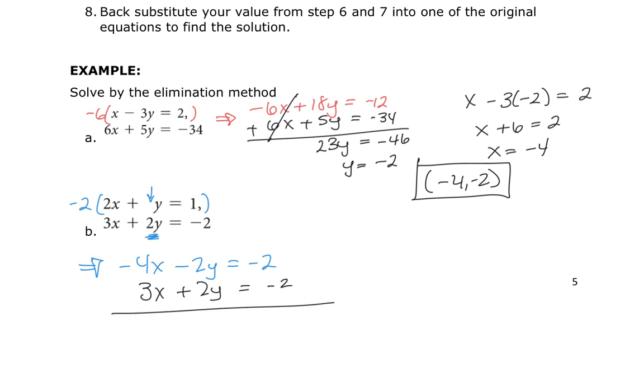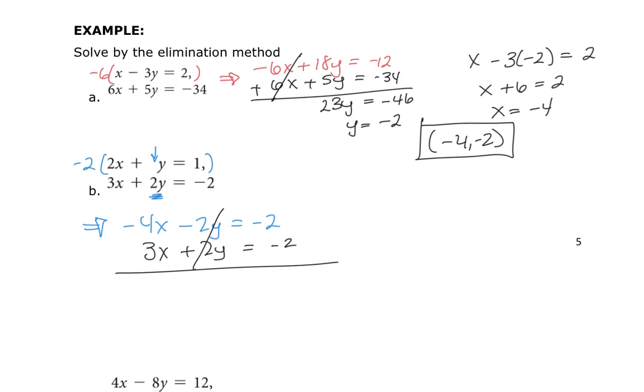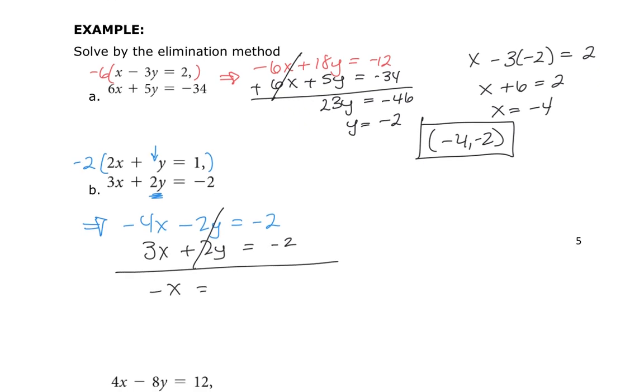I'm going to add these two together. This goes to 0, and I get negative x is equal to negative 4, so x is equal to positive 4. Now I still have to back substitute. I'm going to back substitute back into the first equation because it'll be easy to solve for y. So I have 2 multiplied by that 4 plus y is equal to 1. So I have 8 plus y is equal to 1. So I get y is equal to negative 7. So my answer is 4 comma negative 7.